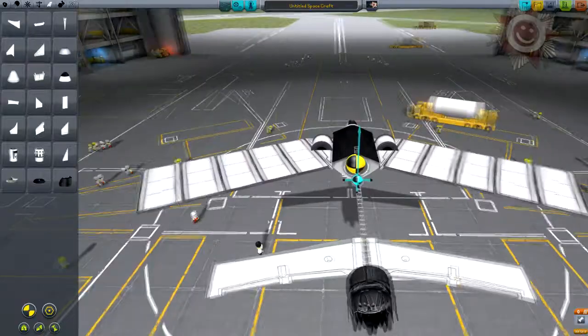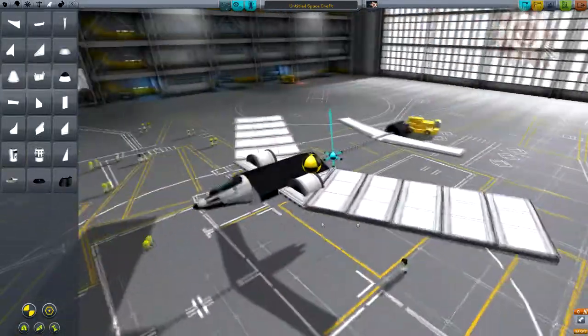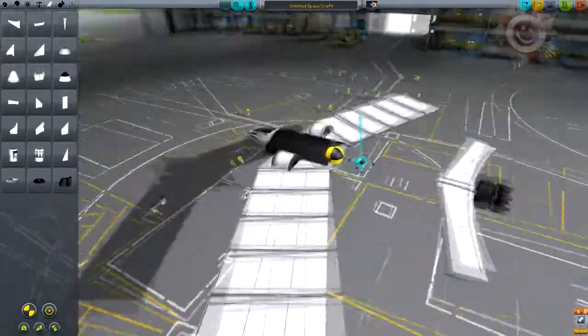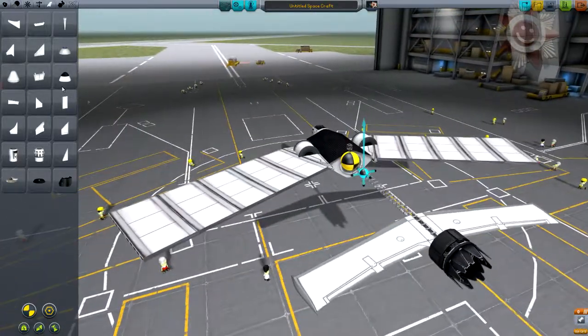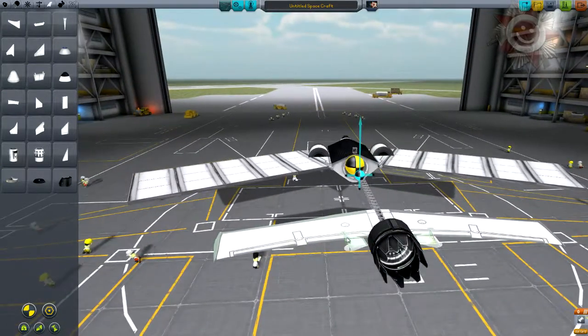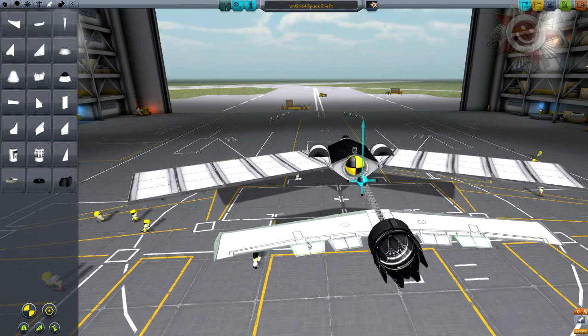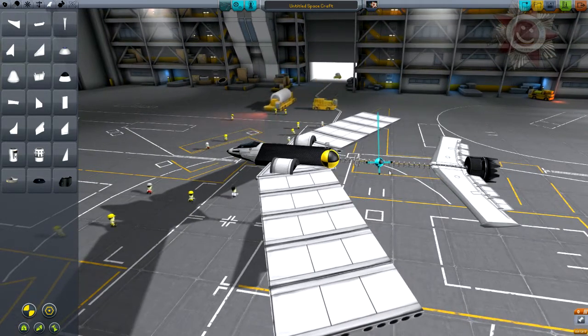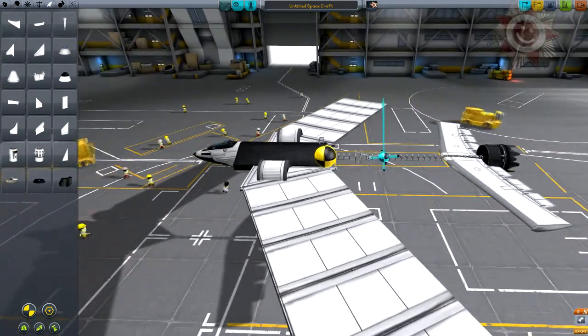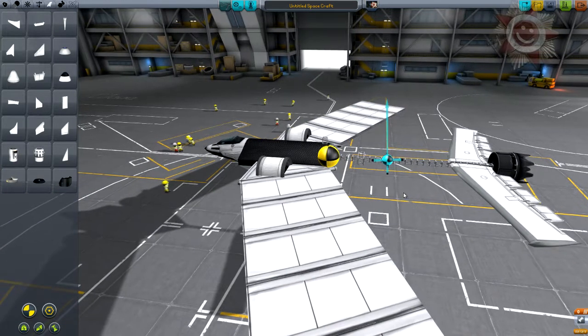But one thing we are still missing is control surfaces. It is a plane after all. So I'm going to place these control surfaces here on the tail, and now we see that it's moved backwards too much. This is not good. It can be slightly behind the center of mass, but not too much.